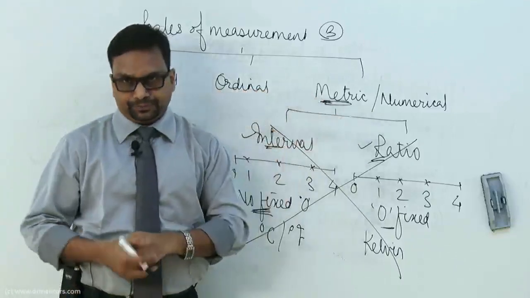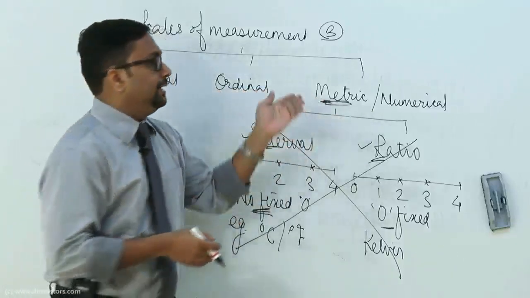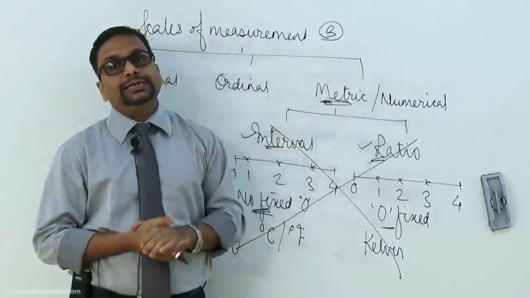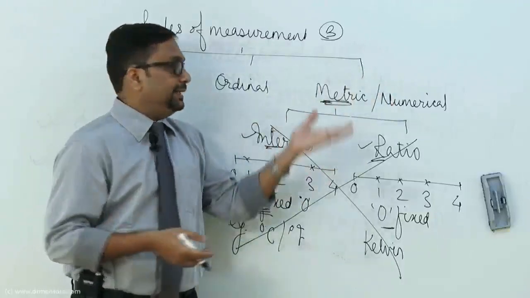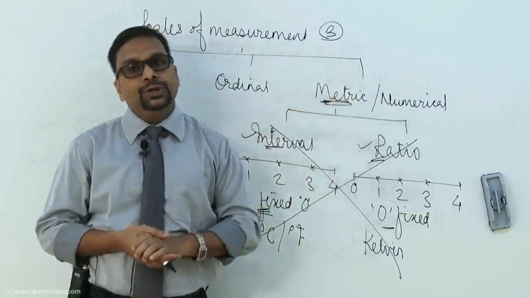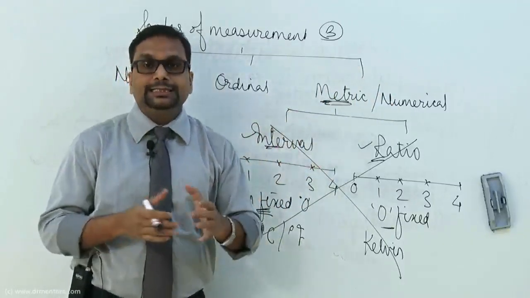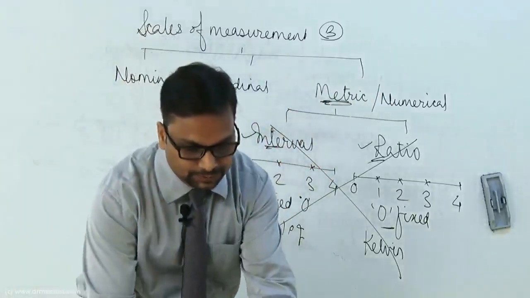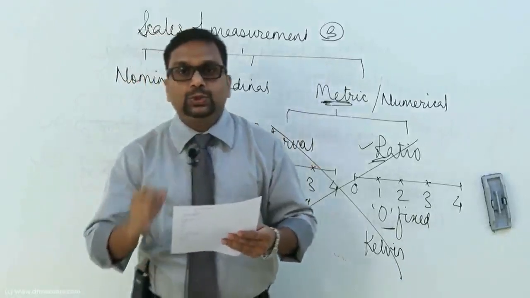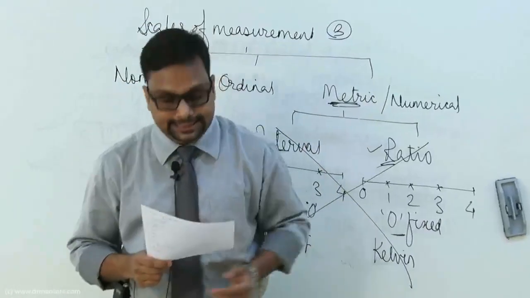And data which is measured on quantitative scale is known as metric scale, also known as numerical scale. And some books are saying metric scale is further divided into interval and ratio. Now, if you have understood all this, let's see some of the MCQs. Now, let's see some of the MCQs on this topic which were asked in the recent exam.